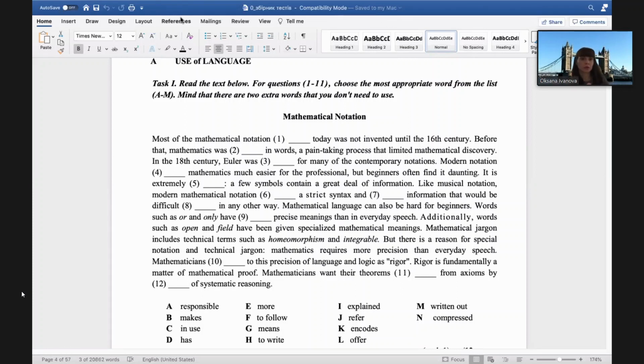For those who have just joined, we are doing this task independently, and after that, we will check together.